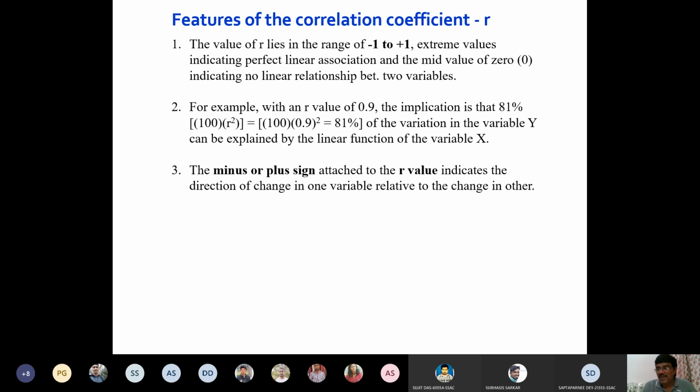That means 81% of the variation in the variable y can be explained by the linear function of the variable x. This is the interpretation. The minus or plus sign attached to the R value indicates the direction of change in one variable related to the change in the other variable.